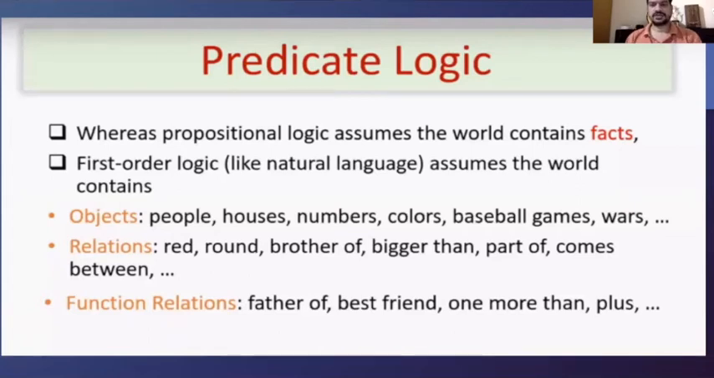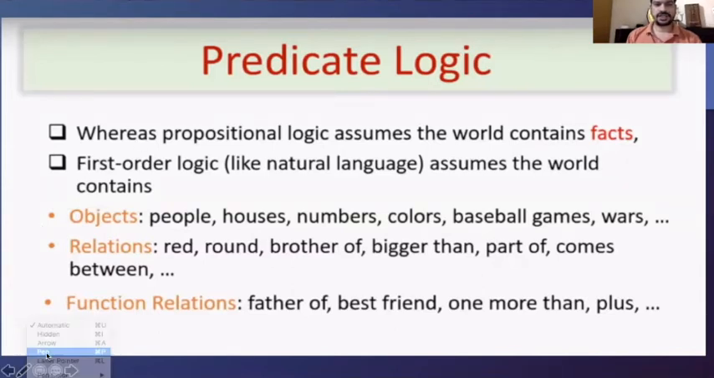Predicate logic is also called first order logic, and predicate logic is another way of representing the knowledge into the agent, which is your logical agent or the knowledge based agent. We can represent the knowledge with the help of predicate logic, which is also called first order logic. Now, what is that?